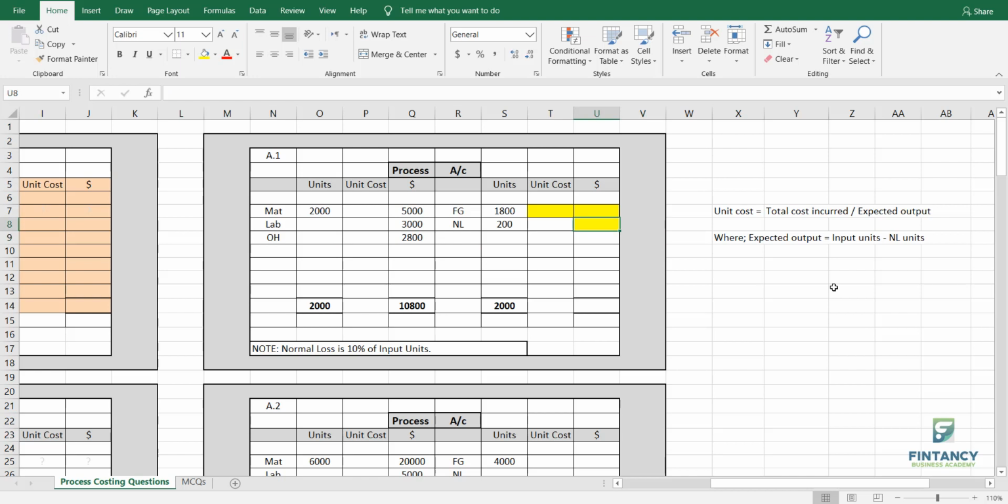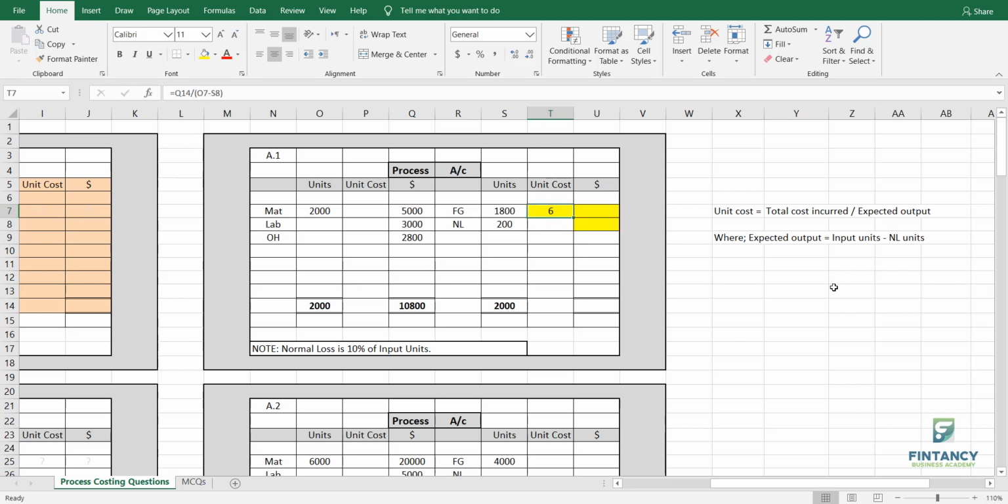Now see, if I want to calculate my unit cost here, I need in the numerator total cost incurred. See the formula now. I am going here, this is my total cost incurred, this cell. Then I am saying divided by, bracket open, I need my input units, right? These are my input units, minus these are my normal loss units, 200. Bracket close, this is my answer. So how much is the answer? 6. Got it? So this is the way to calculate your unit cost.